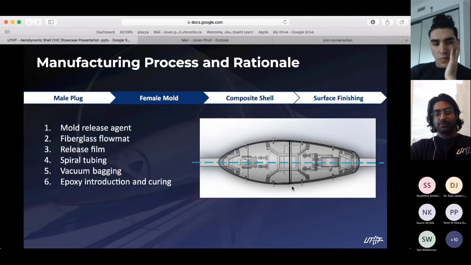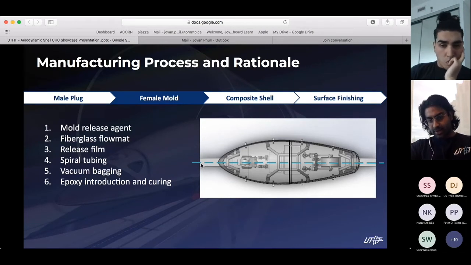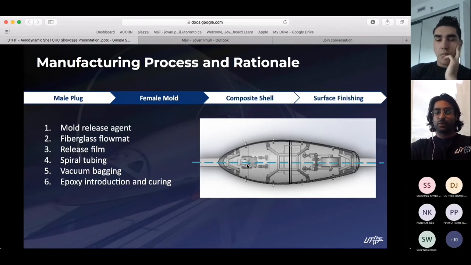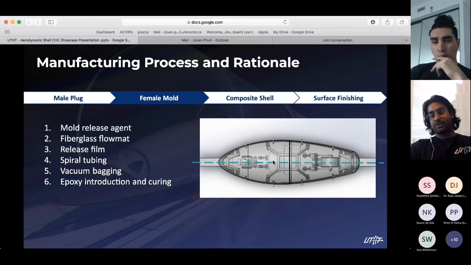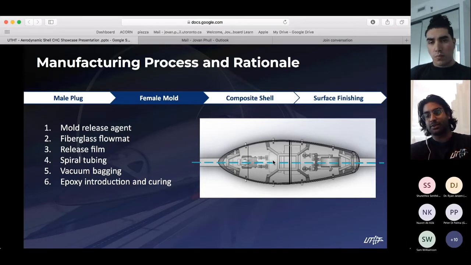And then we go into the female mold, which is going to be in 2 halves. As you can see on the picture on the right, we have this blue line which intersects the pod longitudinally in half. Essentially we'll make 2 halves of our female mold using what's known as the vacuum infusion process, which consists of putting some fiberglass on top of your female or your male mold, and then putting a vacuum bag over that, and then injecting your epoxy in there.